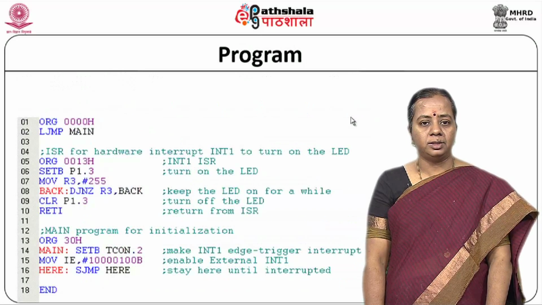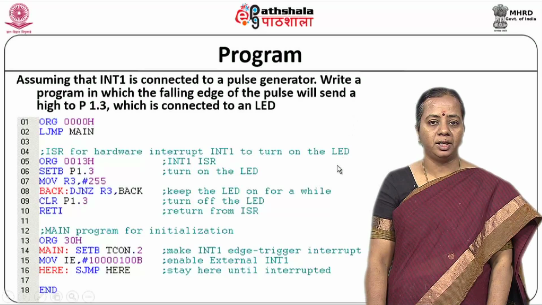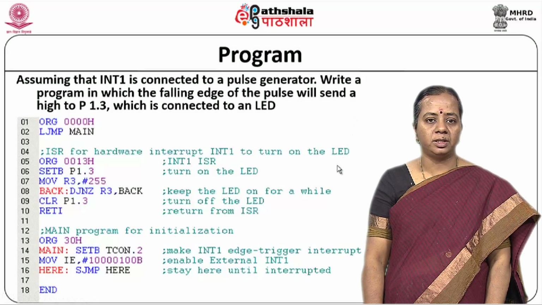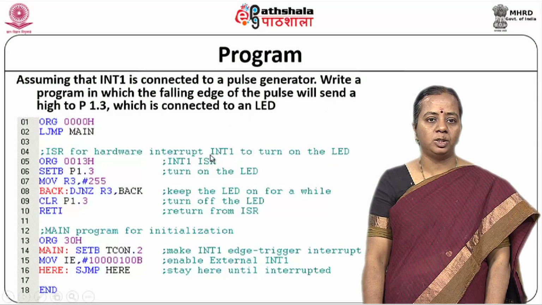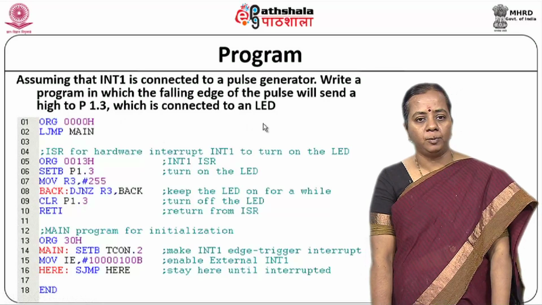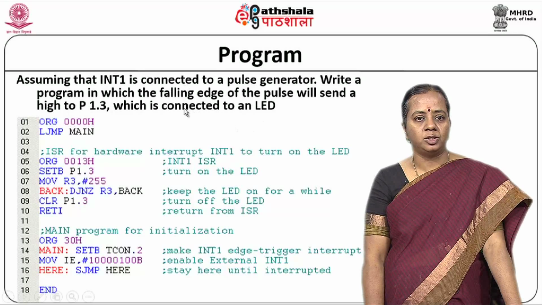This is a code where interrupt 1 is connected to a pulse generator, and a program is written so that the falling edge of the pulse sends a high to P1.3, which is connected to an LED. Interrupt 1 is an edge triggered one, and it has been connected to a pulse generator.